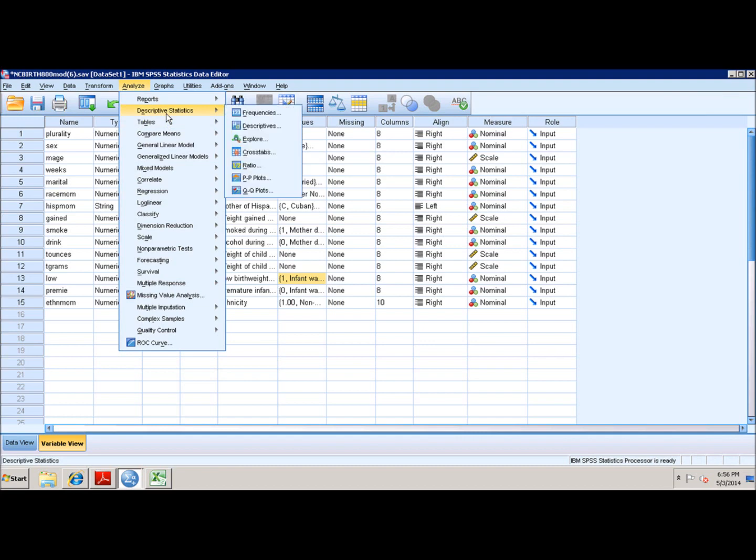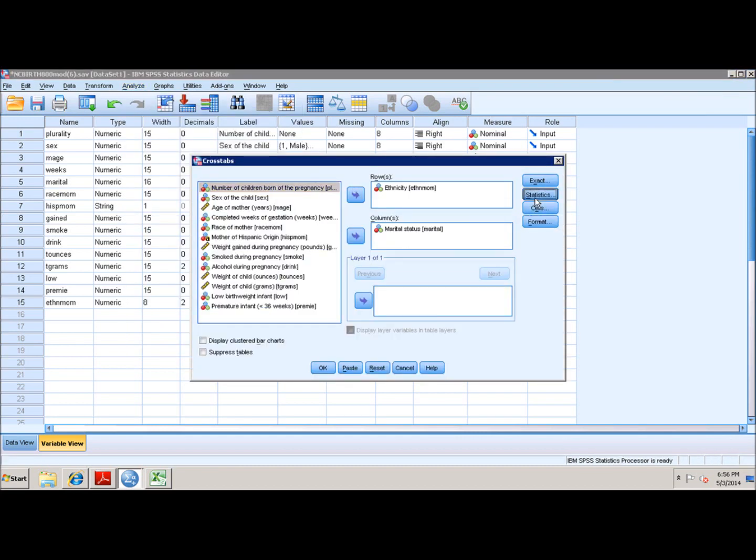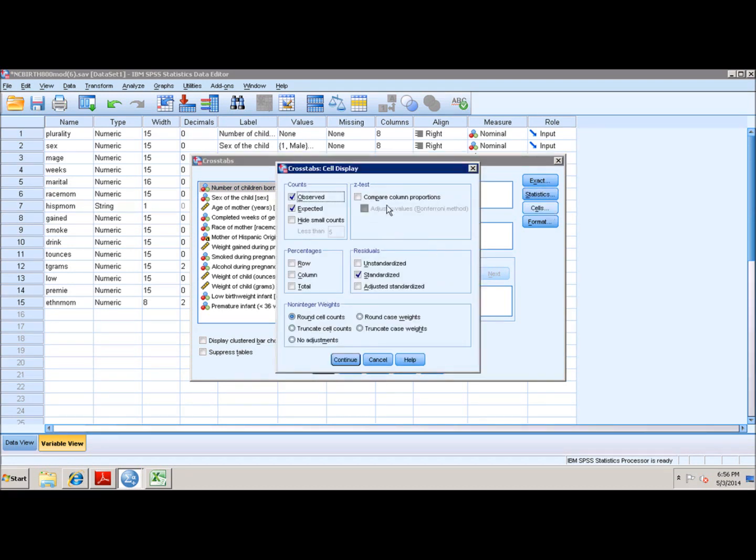You can go to descriptives, crosstabs, and for statistics, for cells, we see an area here under z-test, compare column proportions, and we see adjust p-values, Bonferroni method. Now, what ends up happening when you do multiple comparisons like this, you end up having an inflated type 1 error rate. And what you need to do is adjust your alpha level because of that.